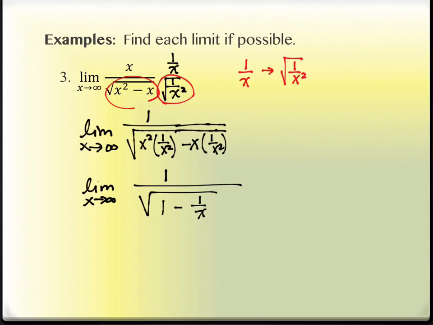But this is good, because I have constants, a couple of them, and I have something over x. What's the limit of the 1 over x part? 0. That's 0. So I have a 1 on top, and I have a square root of 1 on bottom. And what's the square root of 1? It's also 1. So this limit's 1.